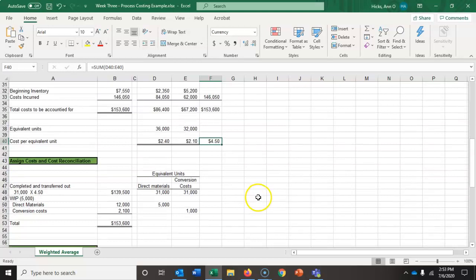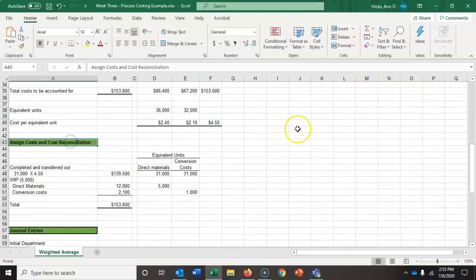Okay, so the last step is to assign our costs and then do a cost reconciliation. And by that, I mean we want to make sure that once we've assigned costs, the amount of costs that have been assigned is equal to the $153,600 in costs that we need to account for. So here's what we can do.